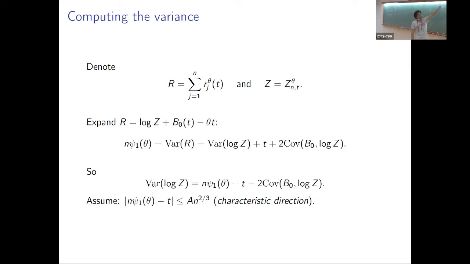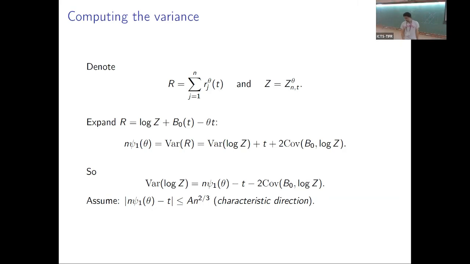Because the rest is all constant, right? When I rearrange this, I get the variance of log Z is equal to something of order n minus t. And the only way, unless there's some special extra cancellation between these two terms, but as I told you, we don't expect it, because this n psi 1 theta minus t comes exactly from the condition that Martin showed us of trying to balance the expectation in this direction and the contribution in this direction. So let's just assume that this is n to the 2/3 or even 0. And we still would need to show that the covariance term gives us n to the 2/3.